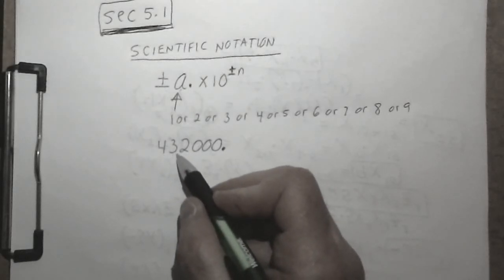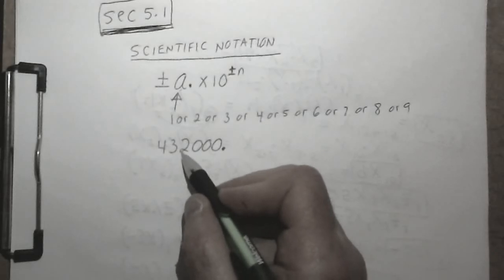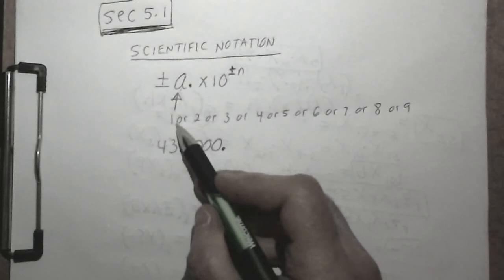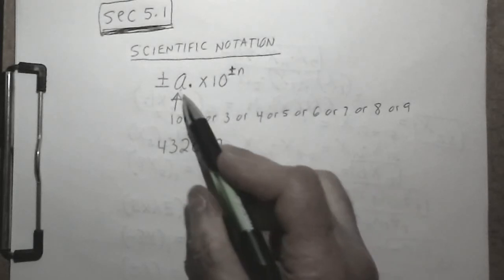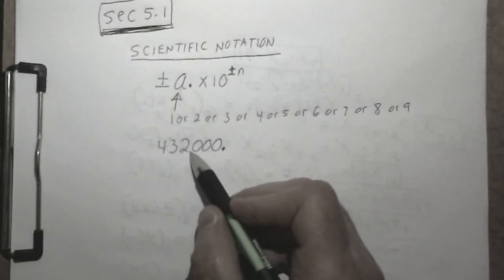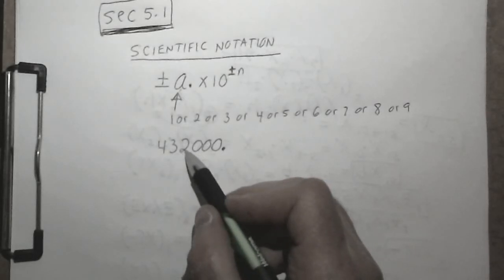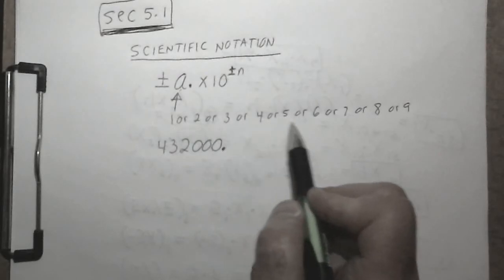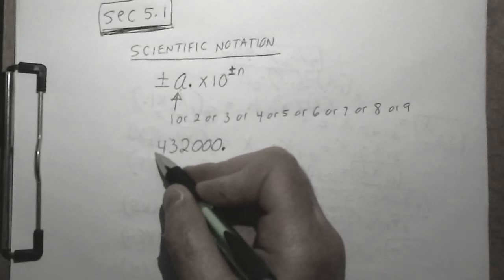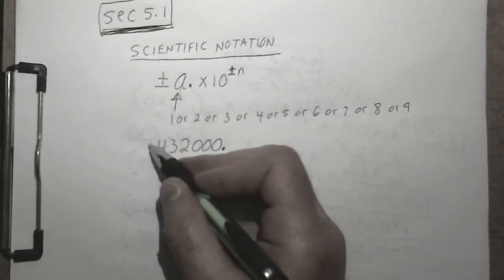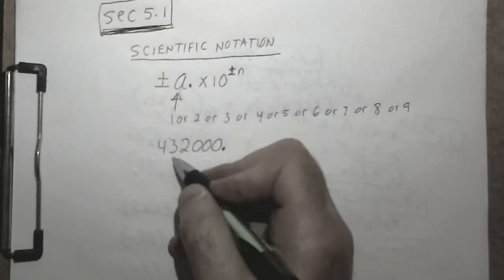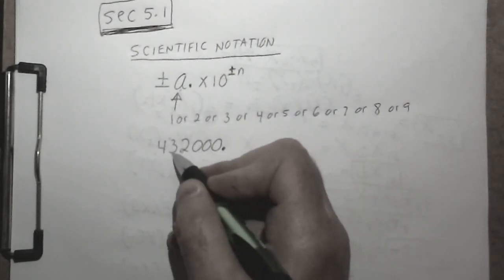Now, you would not want to put it between the 3 and the 2, because then, to the left of the decimal point, you'd have the number 43, and 43 is not one of these digits that this number has to be. You could not put it between the 2 and the 0, because then you would have 432, which again is not a 1, 2, 3, 4, 5, 6, 7, 8, or 9. Now, you could not put it to the left of the 4, because the digit to the left of the 4 is understood to be a 0, and 0 is not in this list. So, ladies and gentlemen, the decimal point has only one place to go, and that's between the 4 and the 3.